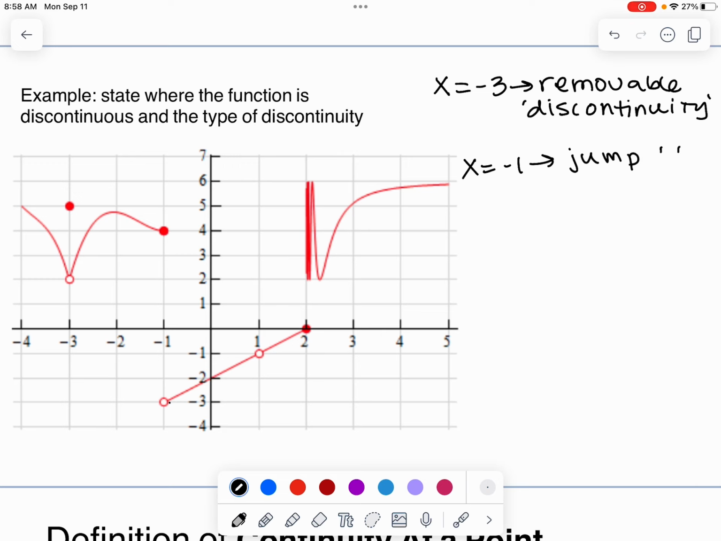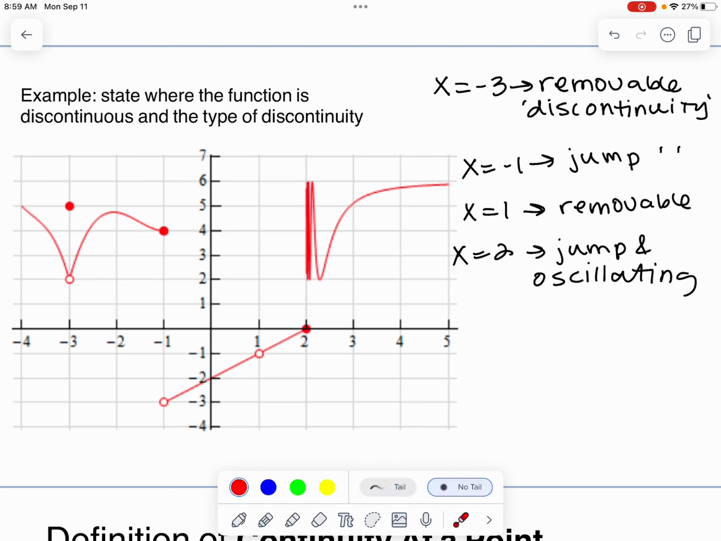Continuing on. Oops, sorry. We have another removable discontinuity, x equals 1. Removable. And then we have a mix here of a jump. This is oscillating right here, so I'm just going to say it's a mix of them. X equals 2 is a jump, and it's an oscillating one. And then we continue on, and I don't know anything else about the graph, so we're going to assume it continues forever. So that is what it looks like from a graph standpoint.